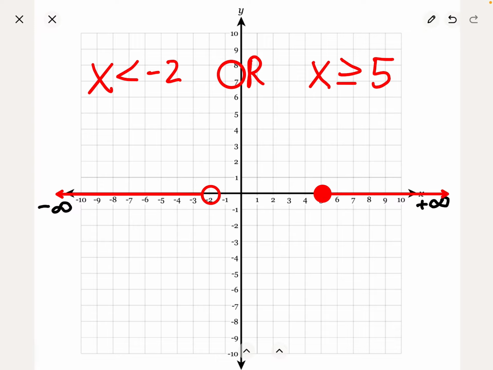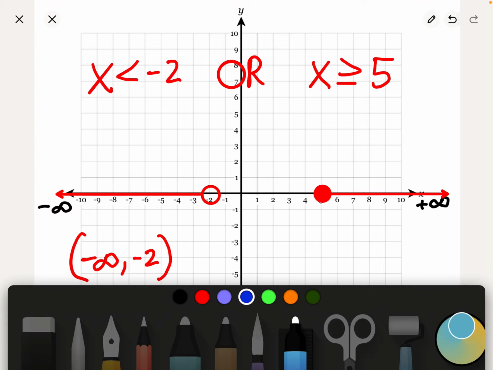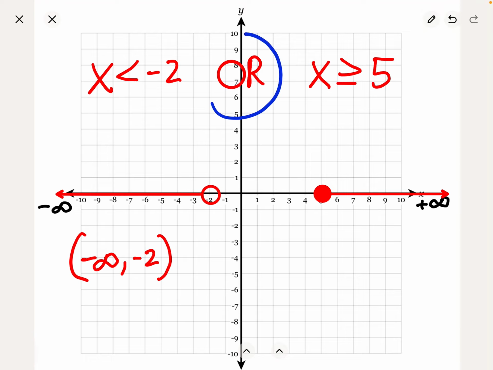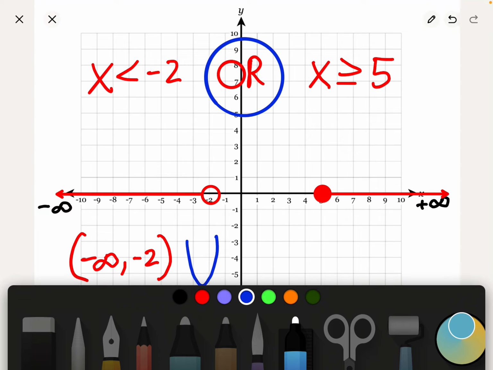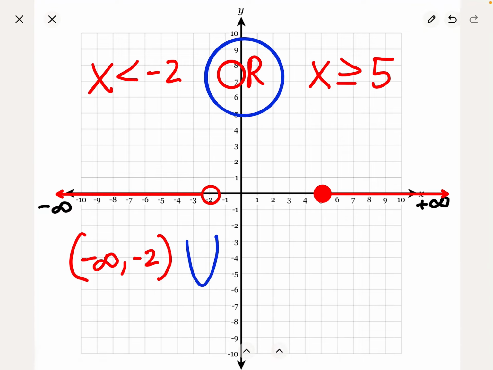Now, the interval notation is very similar, except we've got to break it up into 2 pieces. So the first piece, we're going to say negative infinity over to negative 2. And remember, this has to be parentheses. And because we're not including the negative 2, this is going to be parentheses. Now, here's the difference. When you say or, that's like a big U, which stands for union. So whenever you have an or, you have to use a U.